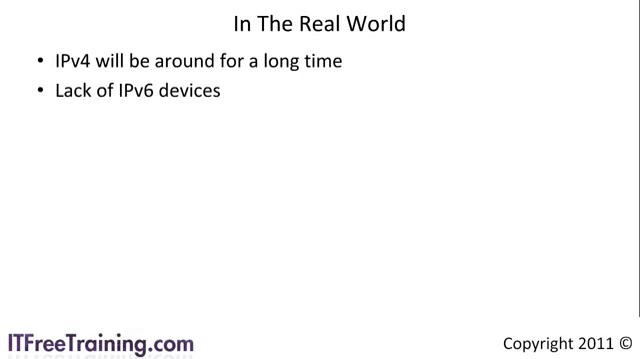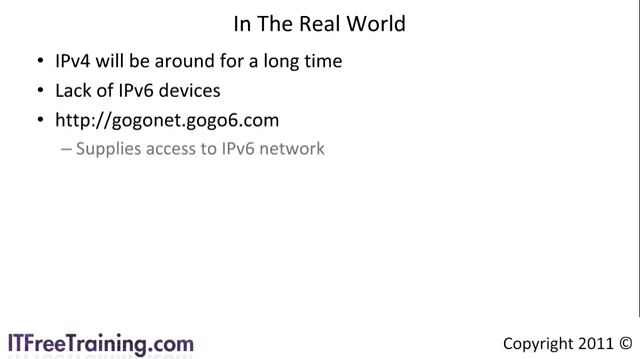If you want to learn more about IP version 6 and want to give it a try, I would recommend visiting gogonet.gogo6.com. GoGo6 supplies access to the IP version 6 network and even provides a free client you can install on your computer. Once you install the client, you can access the IP version 6 network with your own valid IP version 6 address. If you want to experiment and learn about IP version 6, this is a great way to do it, and without having to upgrade any devices on your existing network.